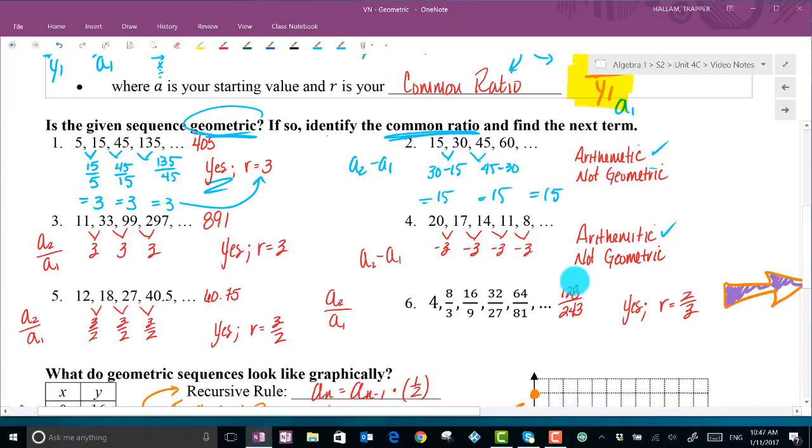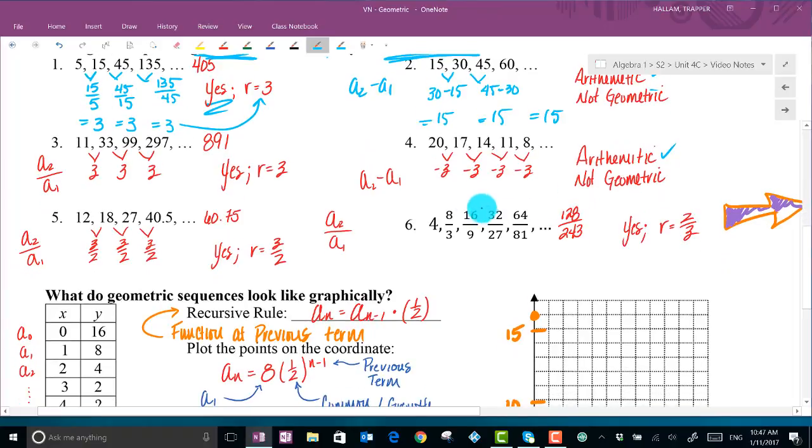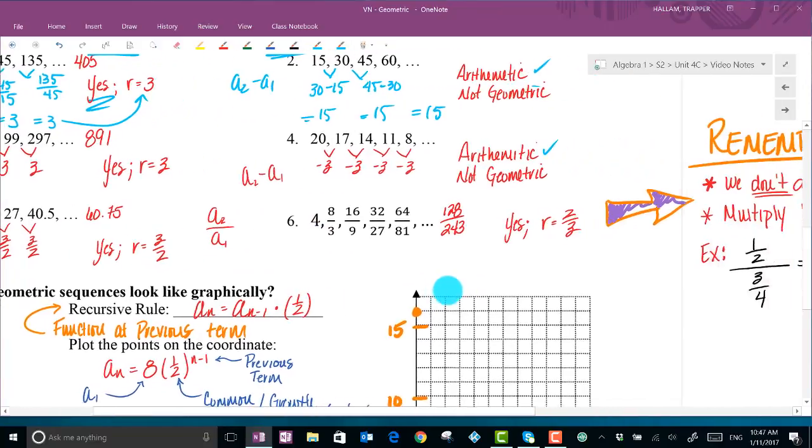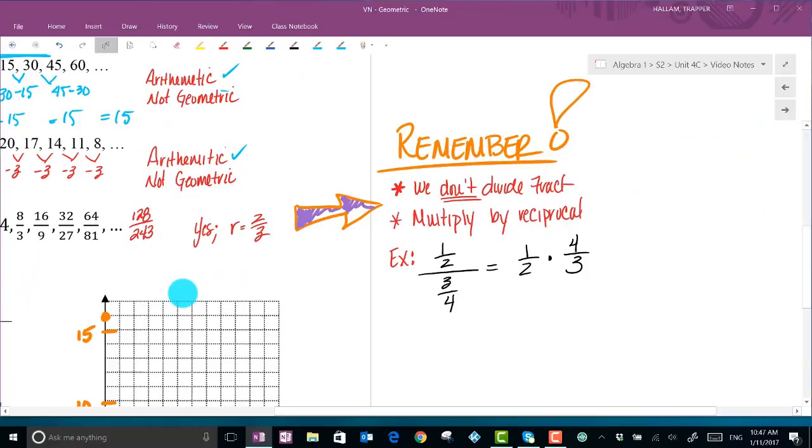So there's one more sequence to take a look at here. Hey, Mr. Hallam, what happens if I got a bunch of fractions? Now, I'm not scared of fractions, but I know to be cautious with them. Well, let's remind ourselves of what fraction rule might come into play here. Remember that when we divide, because that's what we'll be doing, correct? We'll be dividing a2 by a1. So instead of dividing, we multiply by the reciprocal. What's that look like? Well, this would be a division of 1/2 by 3/4, which we don't do, right? Instead, we take the reciprocal of the divisor and multiply it. So we take 1/2 and multiply it by 4/3.